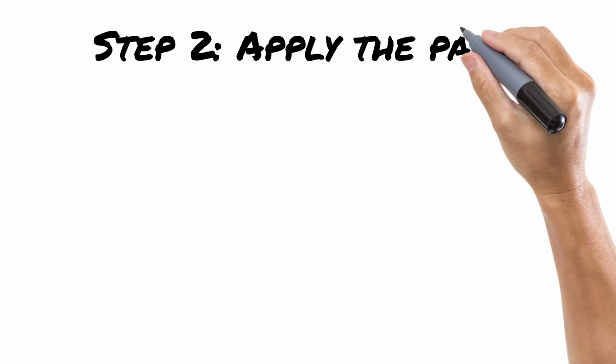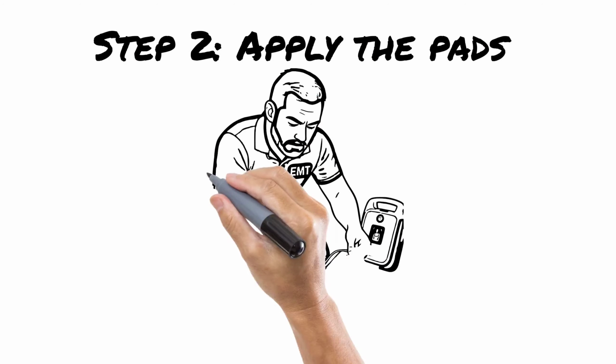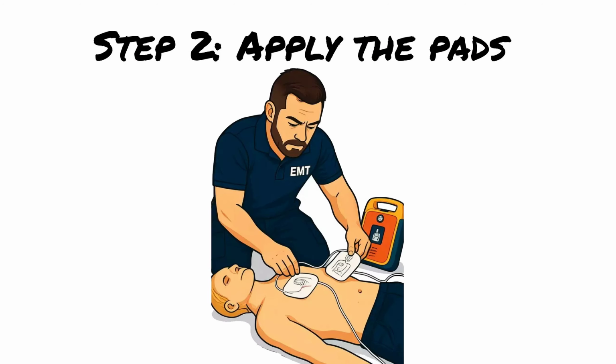Step 2. Apply the pads. Expose the patient's chest, remove any moisture or clothing, and place the pads as shown, one on the upper right chest, the other on the lower left side below the armpit. Ensure full contact with the skin. These pads let the AED read the heart rhythm and deliver a shock if needed.